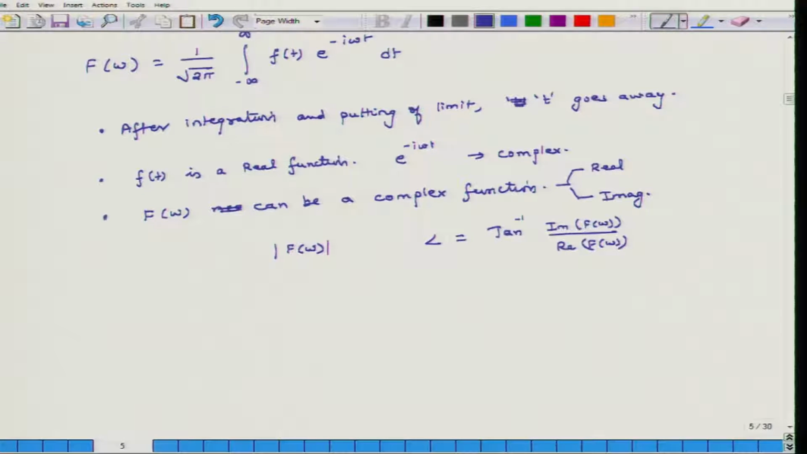So in this way, F can be a complex function. It can have a real part and an imaginary part, and using those two different parts I can find the absolute value. So I can have a continuous plot for the absolute magnitude, and I can also have a continuous plot for the phase of the representation of the signal in the frequency domain.